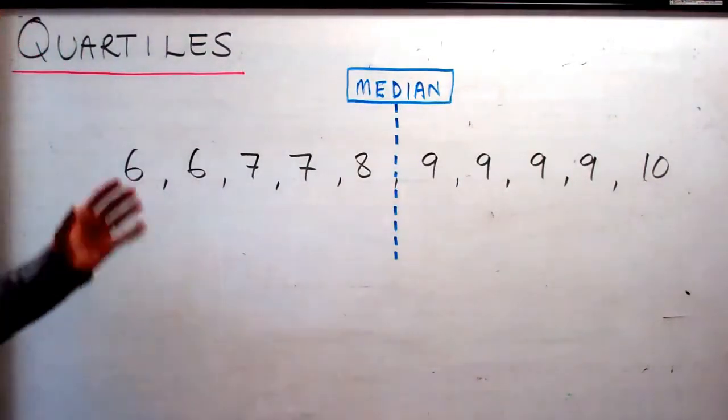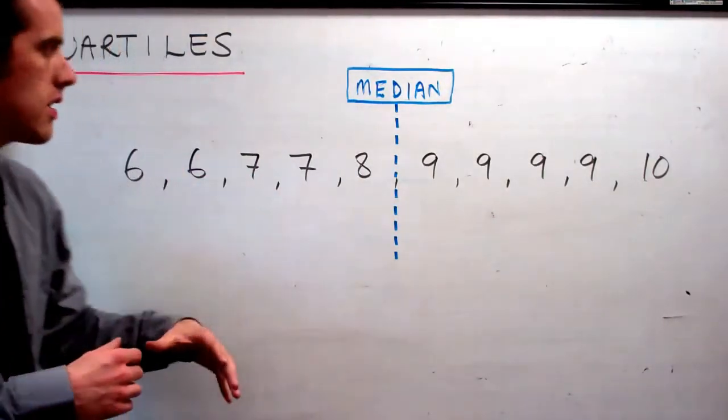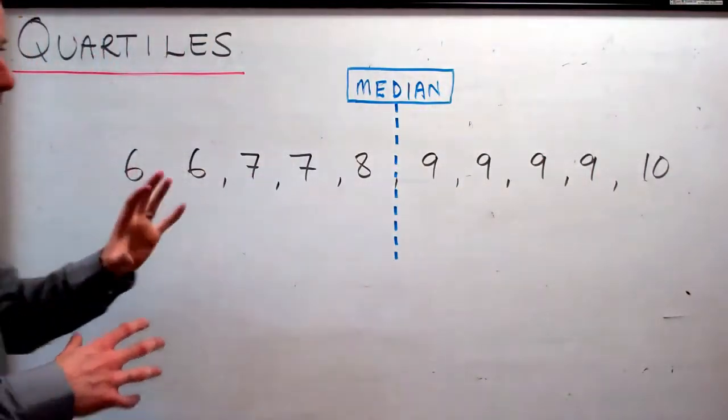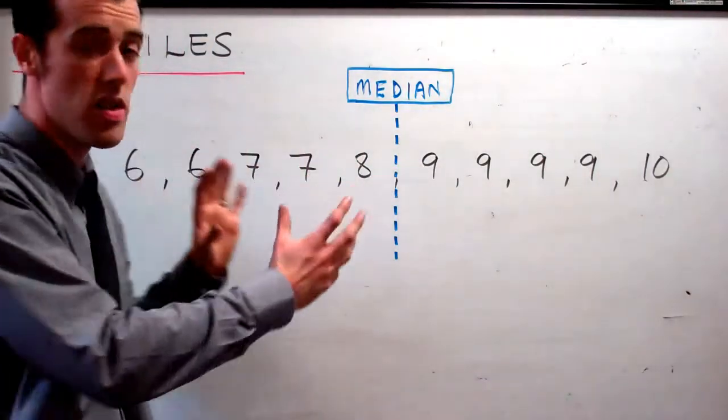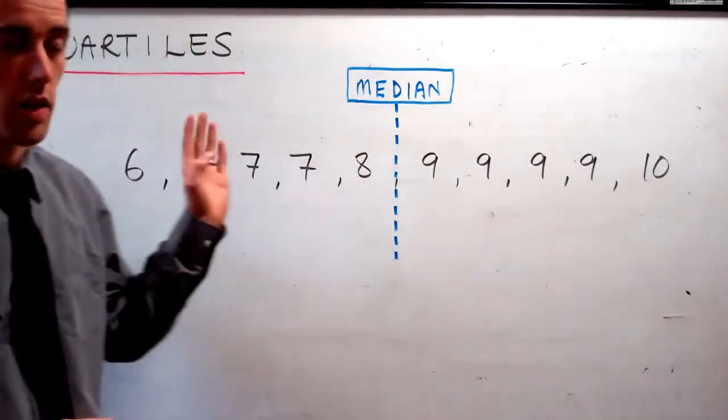The next thing we're going to look at is quartiles. Now, when we want to look a little bit more in depth at a data set, we don't just want to quote the median, which is the middle number. We want to actually look a wee bit more in depth and see the other points of reference in the data set that we can look at. And they're called quartiles.